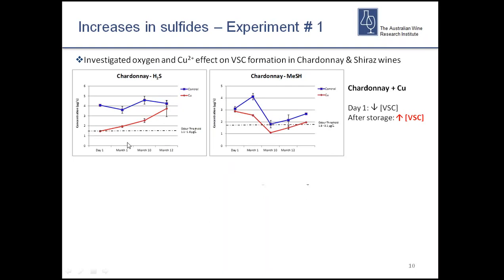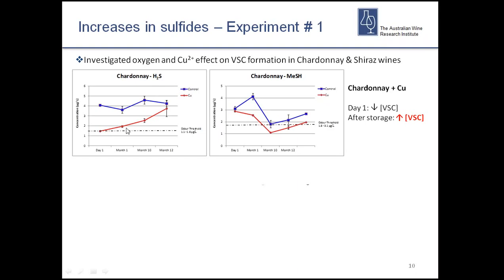So this experiment ran over 12 months, and as you can see right at the beginning, where I previously told you about the high oxygen concentrations we had in our samples, when we added our copper, we immediately saw the decrease due to the copper concentration. And this is what we expect, that when we add our copper to the wine, it binds to our hydrogen sulfide and we reduce our hydrogen sulfide concentrations.